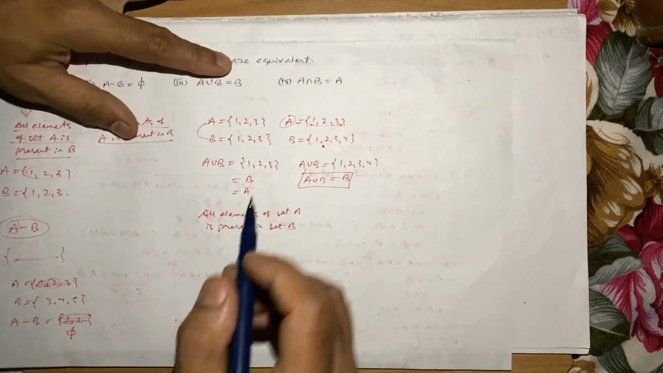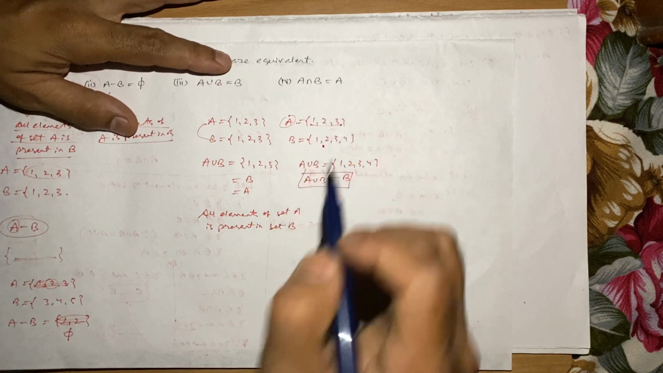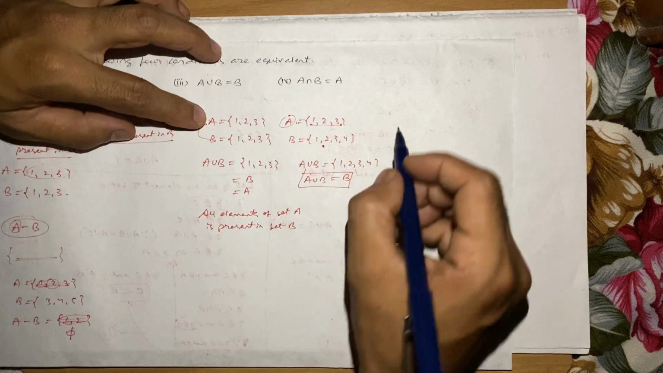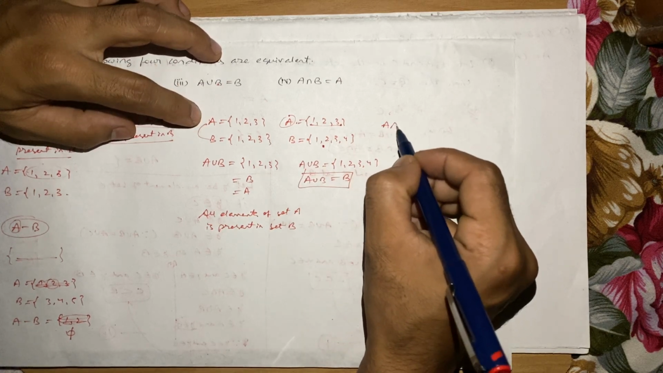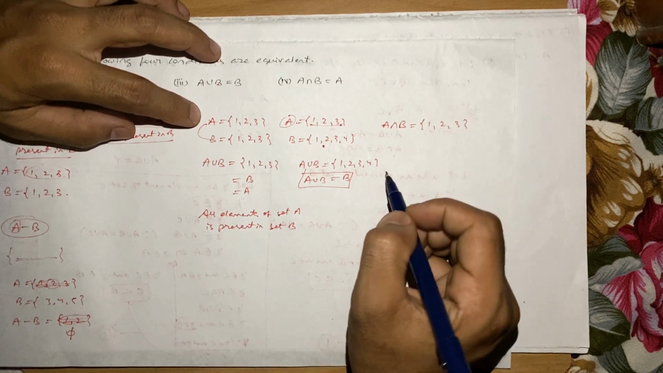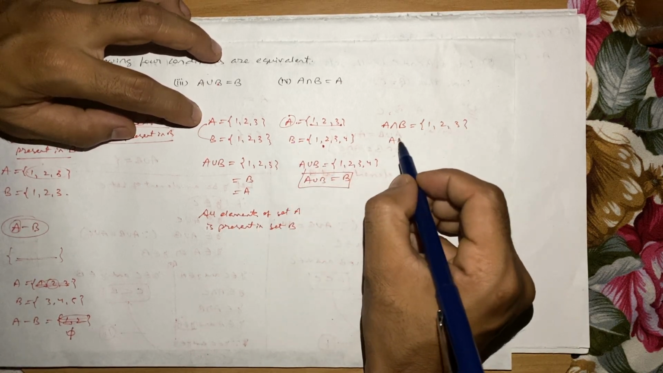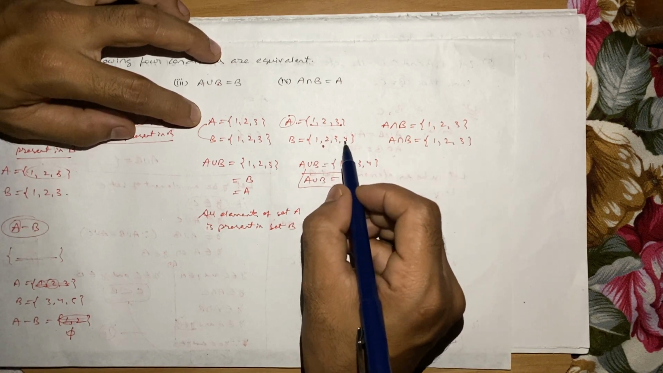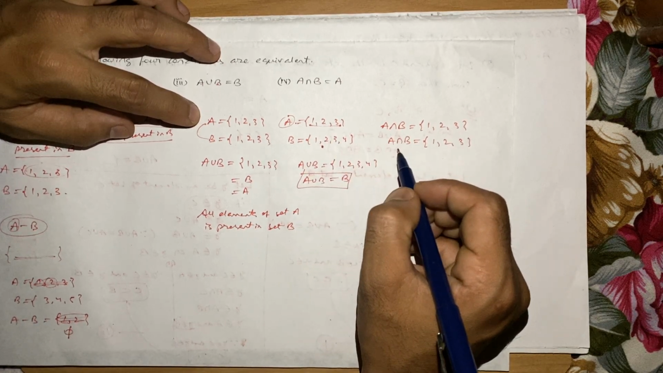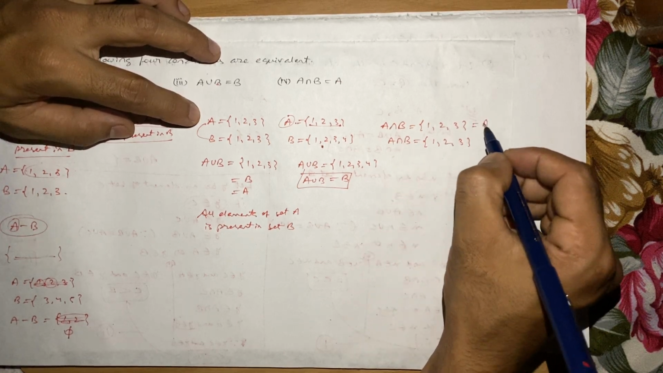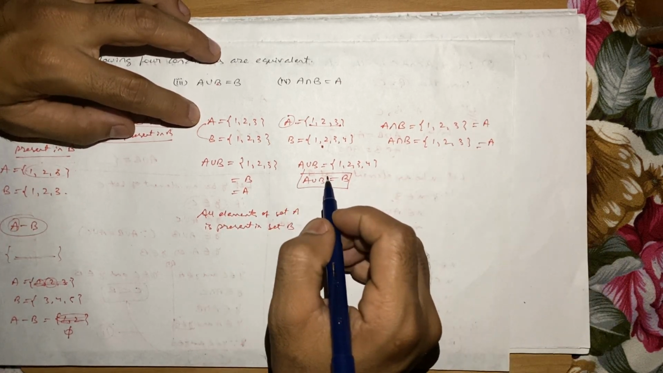Now let's look at the next one. A intersection B is equal to A. Now if you look at these two examples only, what is A intersection B? For this one, A intersection B will be {1, 2, 3}, right? And for this one also, A intersection B will be {1, 2, 3}, right? Because 4 is not common, and in A intersection B we include all the common elements. So this is equal to A, and this is also equal to A.